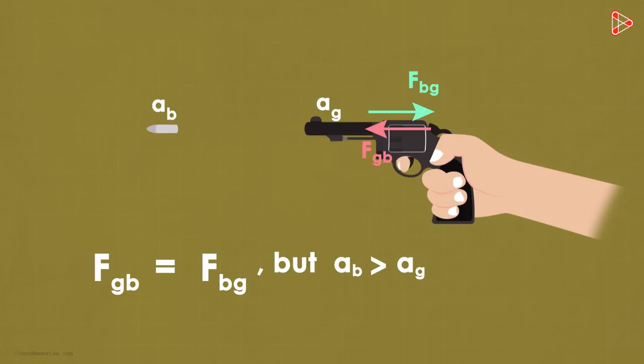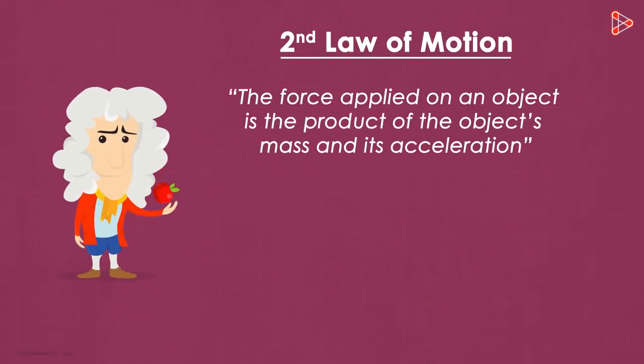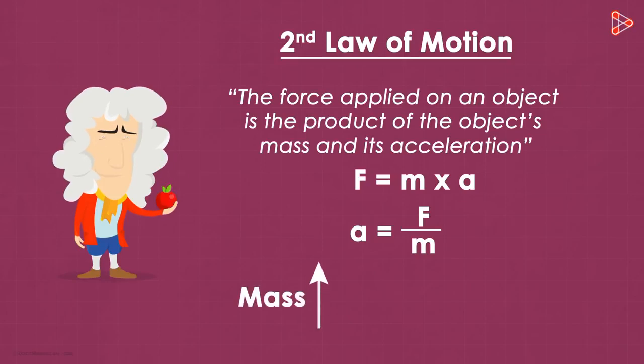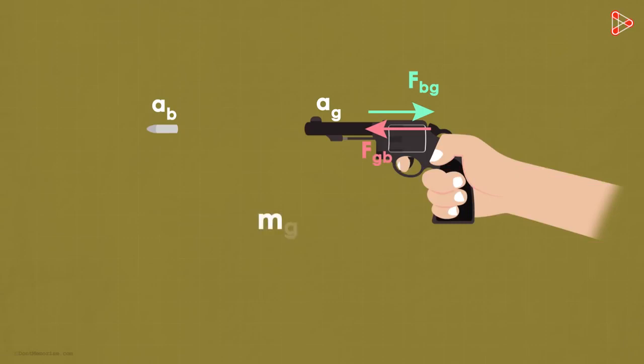Okay, so if your concept of the second law of motion was clear, you wouldn't really be surprised by this. The second law of motion says that the force is the product of the object's mass and acceleration, or the acceleration of the object is equal to the force over its mass. What does this tell us? Yes, if the mass is more, then the acceleration will be less. In this example, the mass of the gun is much more than that of the bullet. Hence, the acceleration of the rifle is lesser than that of the bullet.